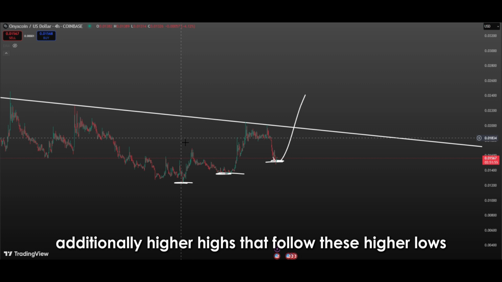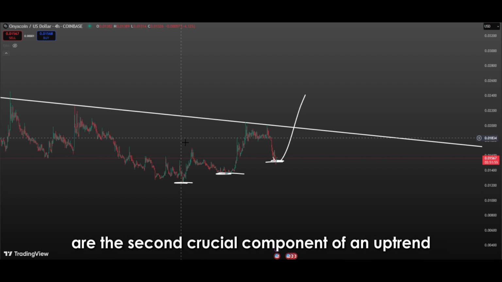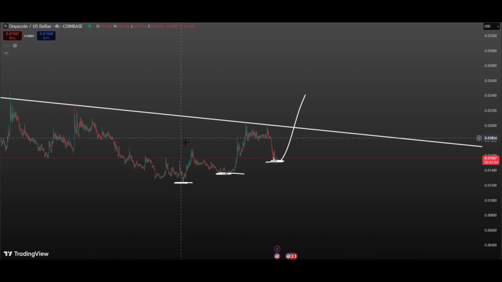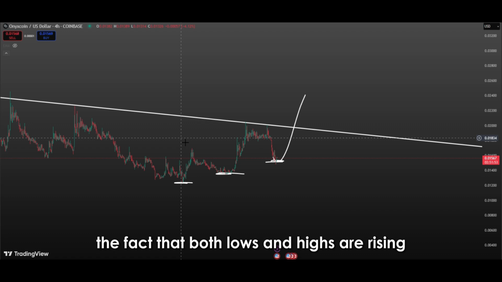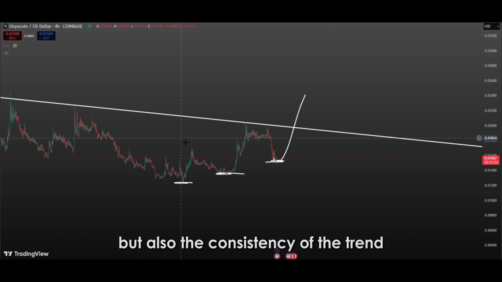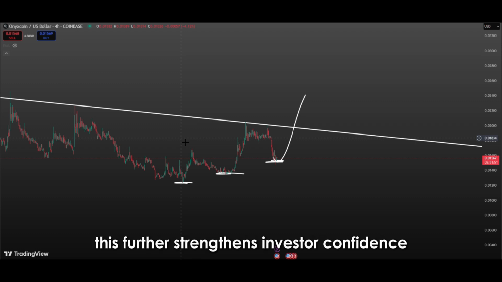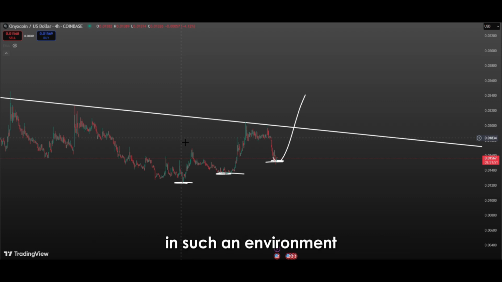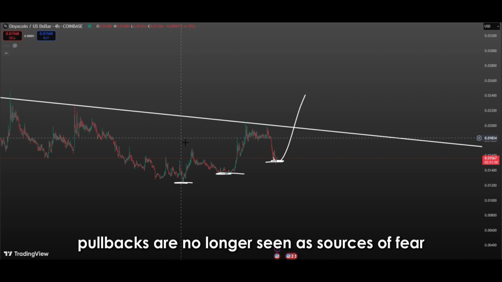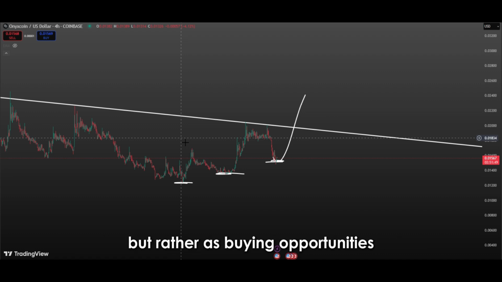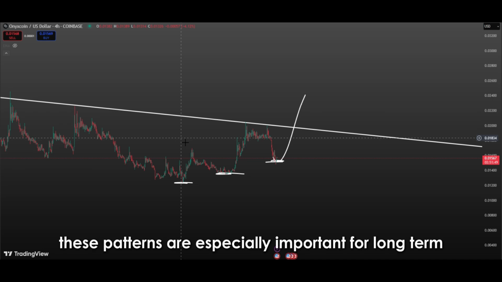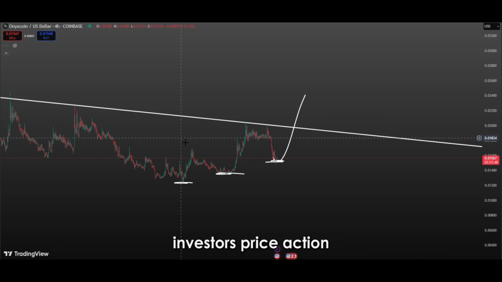Additionally, higher highs that follow these higher lows are the second crucial component of an uptrend. The fact that both lows and highs are rising confirms not only the health but also the consistency of the trend. This further strengthens investor confidence. In such an environment, pullbacks are no longer seen as sources of fear, but rather as buying opportunities. These patterns are especially important for long-term investors.